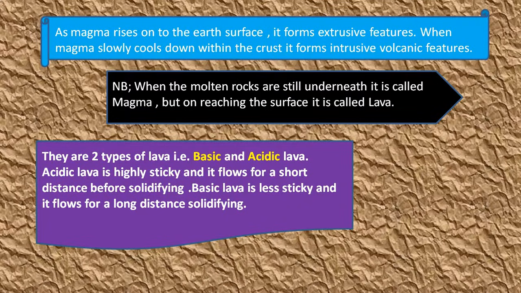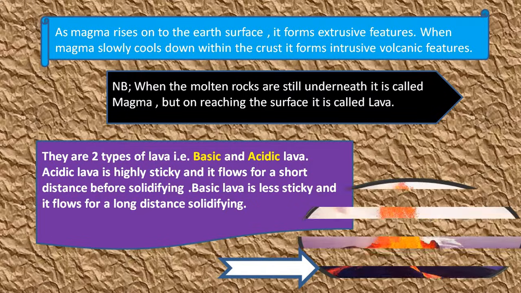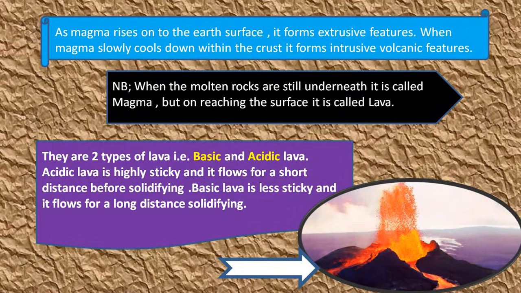Acidic lava is highly sticky and flows for a short distance before solidifying, whereas basic lava is less sticky and flows for a long distance before solidifying. Below here we can use this illustration to help us understand that what we see in that photo is what we have just described as violent eruption, where magma has been ejected onto the earth's surface. That's the surface of the crust, and when this reaches the surface of the crust, we call it lava.